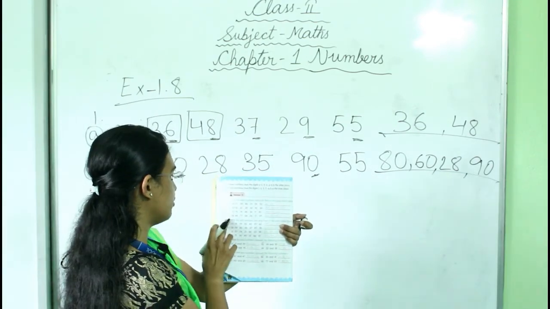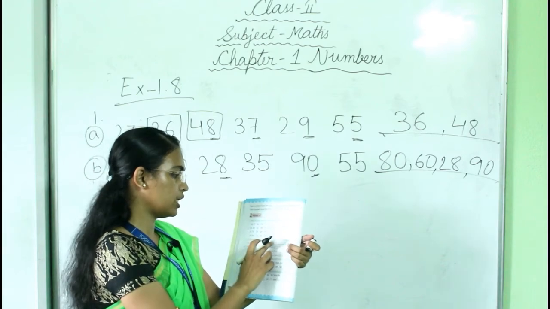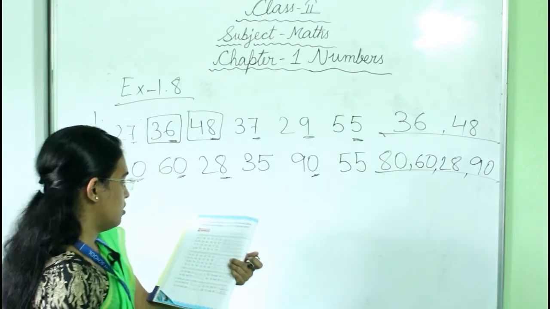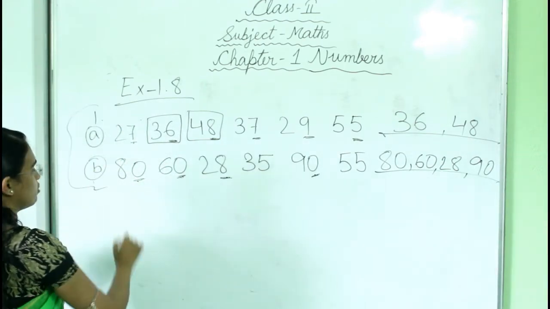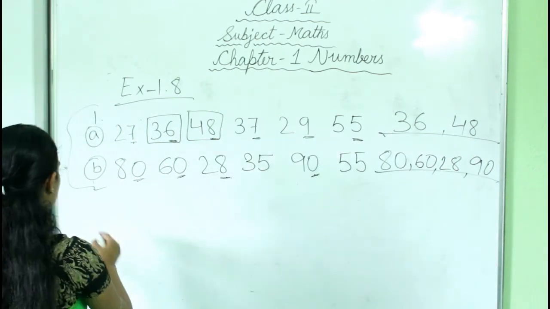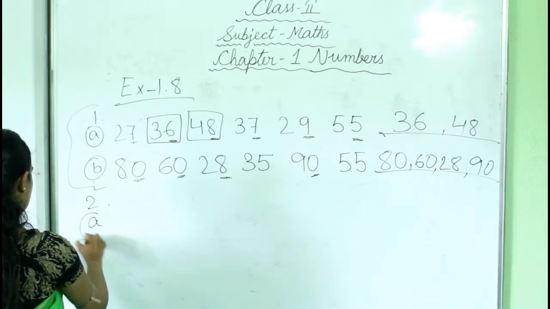Okay. Now we will do question number 2, that is, pick the odd numbers and write the given numbers in the blank space. So we know how to find out even numbers. Now we will find out the odd numbers. For this, what do we have to do?